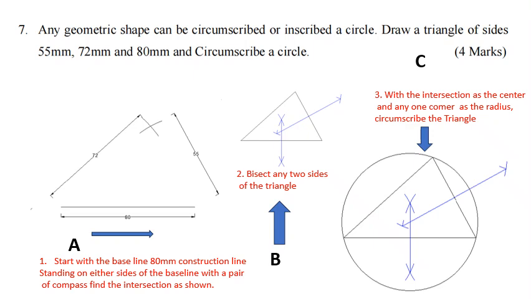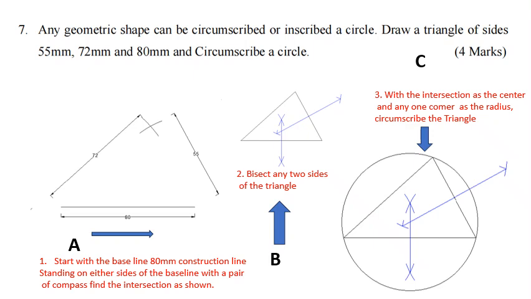Then your pair of compasses is stretched 72 millimeters, as you can see here. Stand at this point and you'll be able to strike this arc. Then stretch your pair of compasses 55 millimeters as shown here. Place it at the end here and you'll be able to strike this other one. And then from this point you can draw a line to this end, draw another line to this end to end up with this triangle.